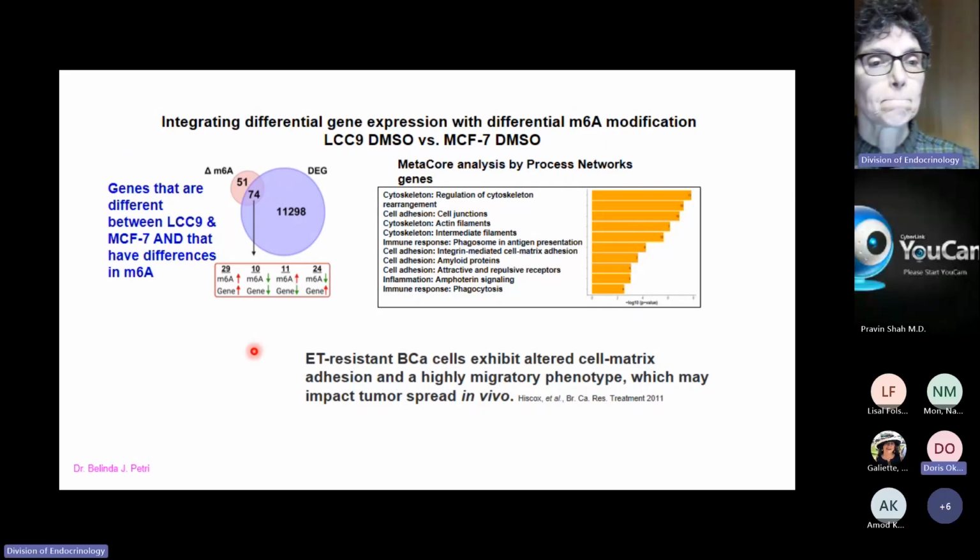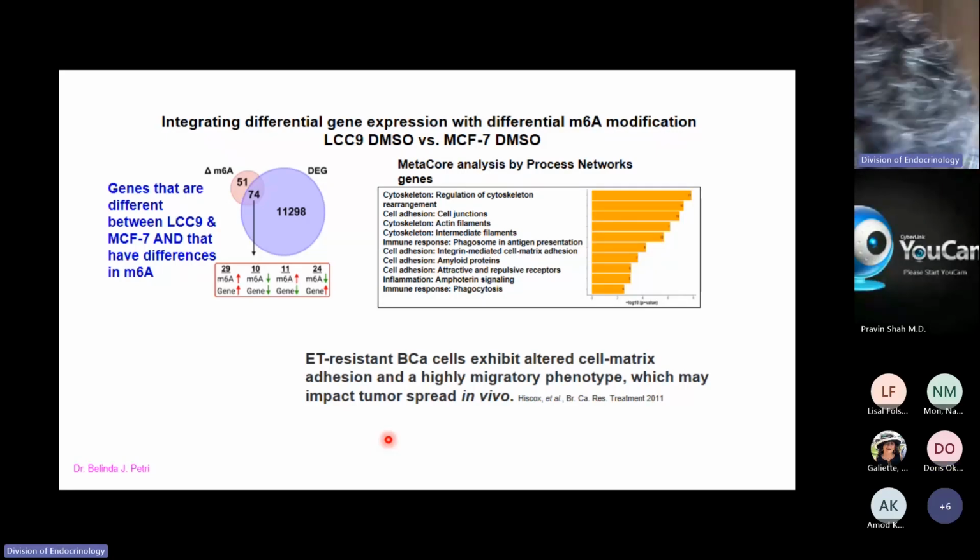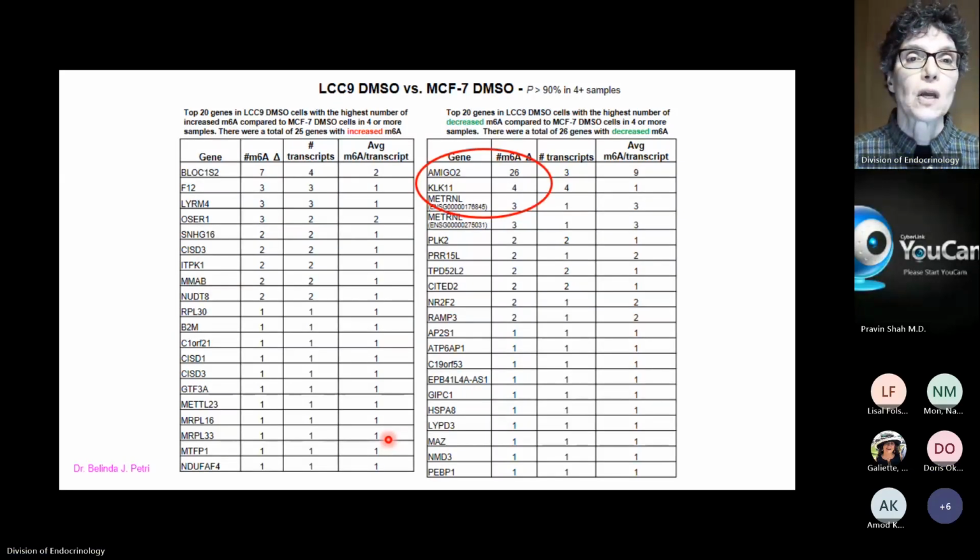And so interestingly enough, when we look at the MetaCore analysis process network, we see a number of cytoskeletal and cell adhesion process networks. And endocrine-resistant breast cancer cells exhibit altered cell matrix adhesion and a highly migratory phenotype, which may impact tumor spread in vivo.